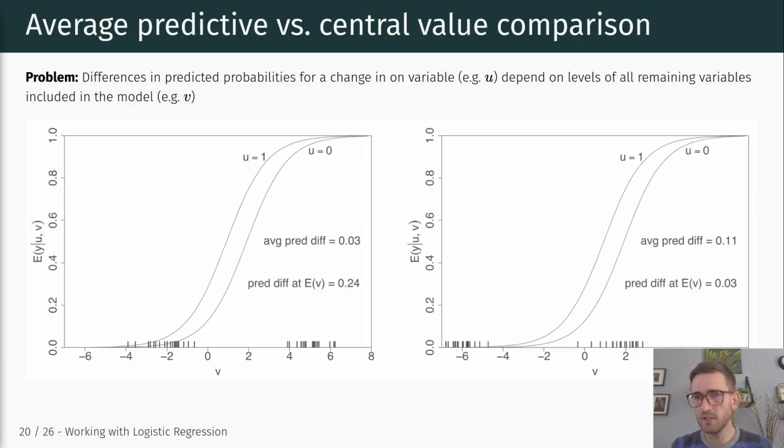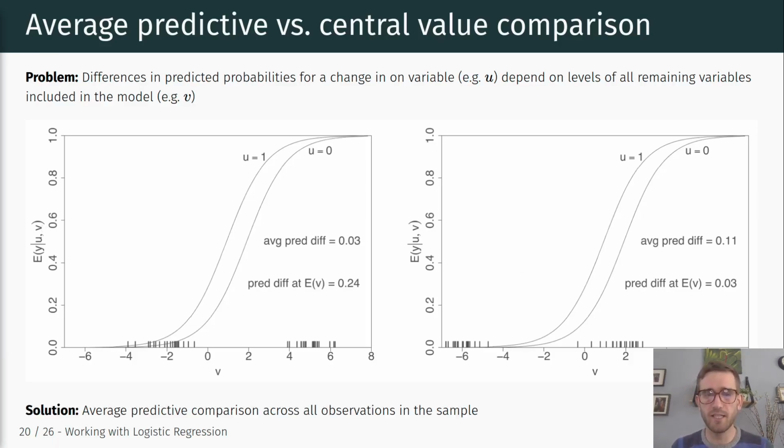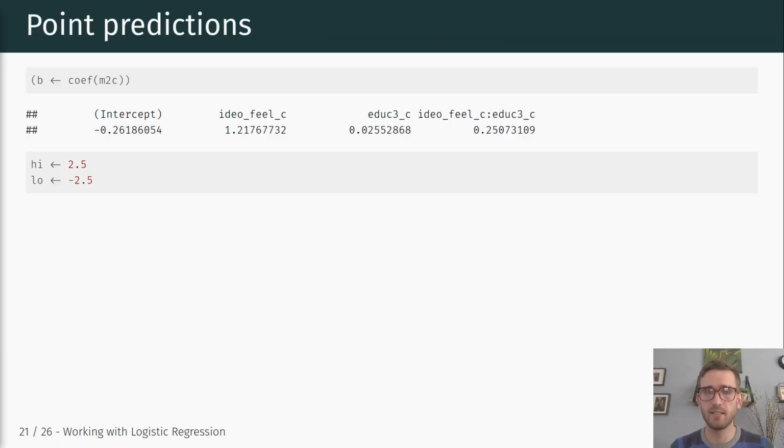And in general, the solution and the recommendation is to use average predictive comparisons across all observations in the sample rather than just computing predictive differences at, for example, the expectation or the median. Okay, and now in the last couple of minutes of this video, we're going to go through how we can do this based on our model results in R.